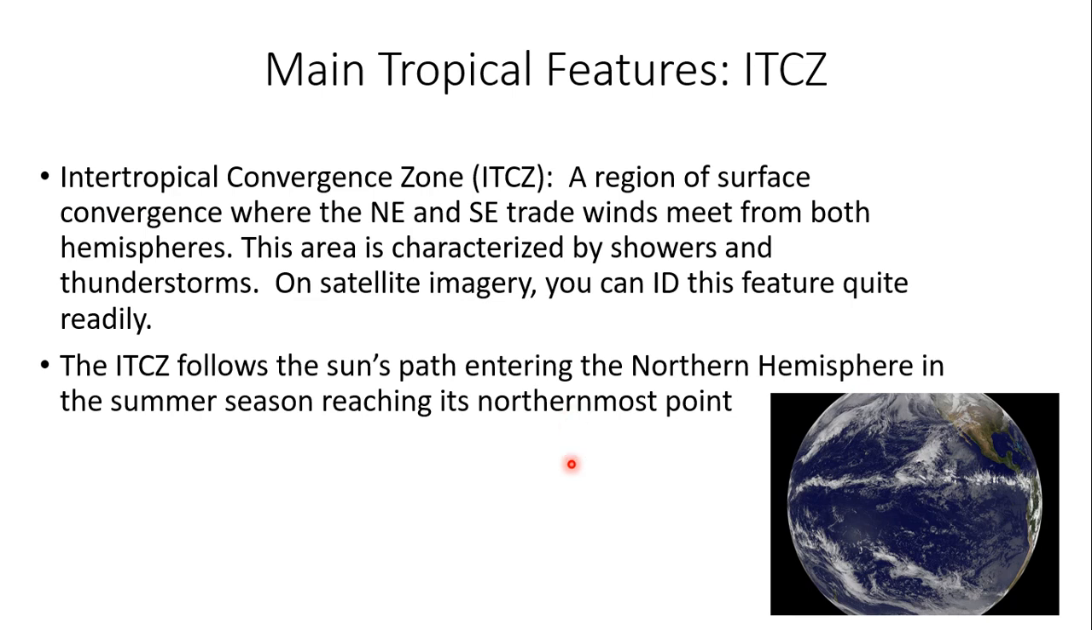and that would be the intertropical convergence zone. And you can identify that in satellite imagery. Just pull up a satellite image and you can definitely identify where it's located. It's more of a continuous line of showers and thunderstorms that you'll notice. The ITCZ tends to follow the sun's path. It enters the northern hemisphere in the summer season and reaches its northernmost point at that point in time throughout the year.